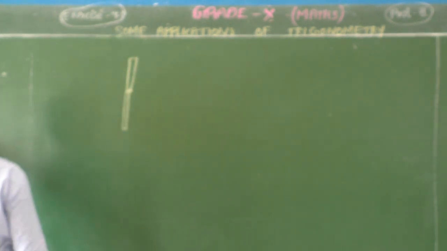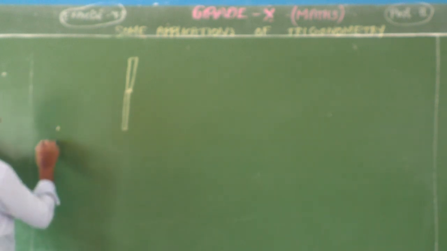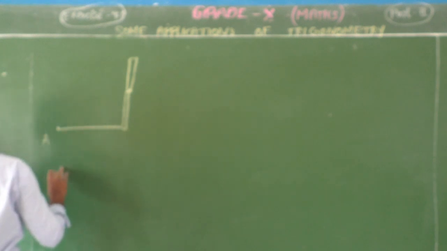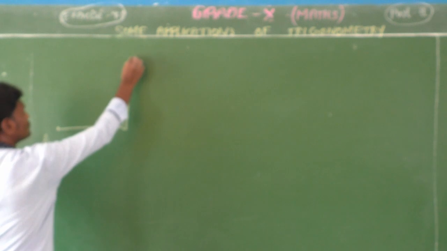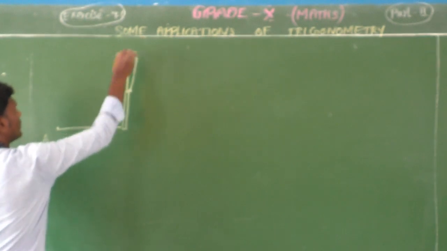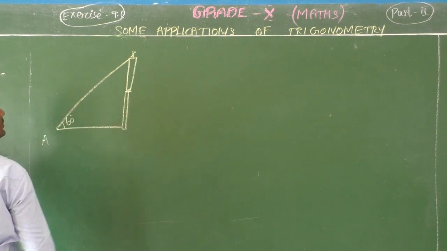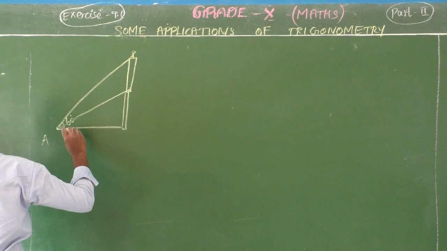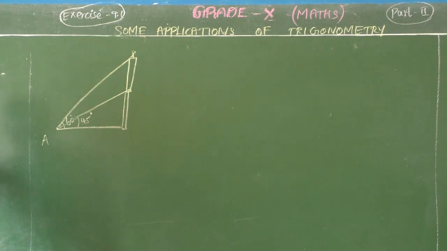Yes, students. Now from a point on the ground, I am going to take this one point, that is A. So from a point on the ground, the angle of elevation of the top of the statue is 60 degree. So this is a statue, no? And the top of the pedestal is 45 degree.